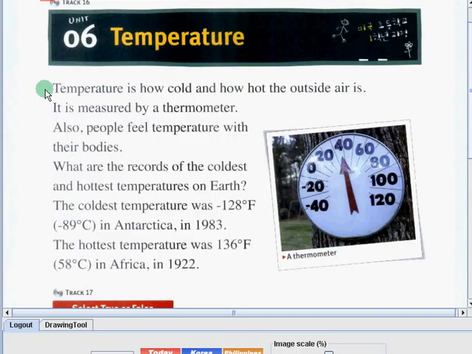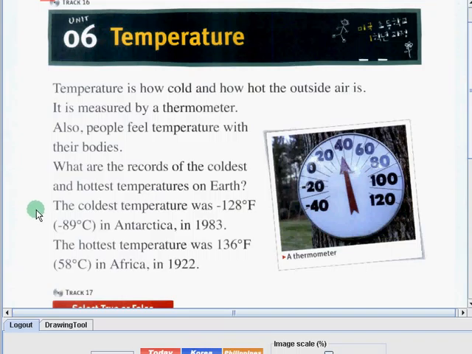Temperature is how cold and how hot the outside air is. It is measured by a thermometer. Also, people feel temperature with their bodies. What are the records of the coldest and hottest temperatures on Earth?